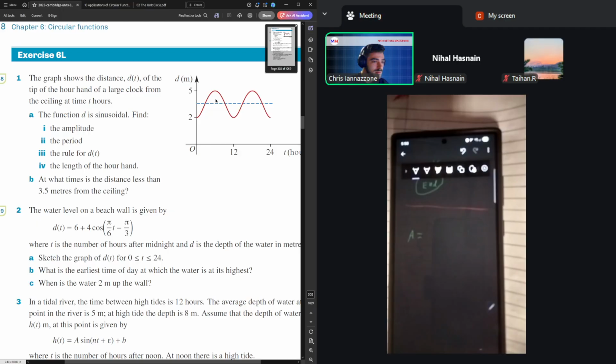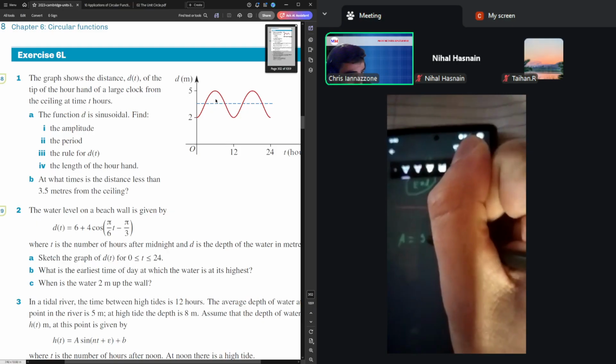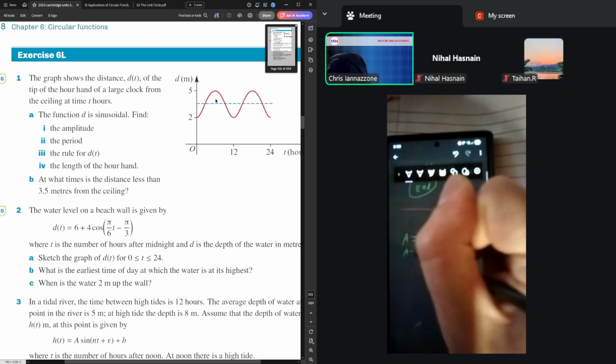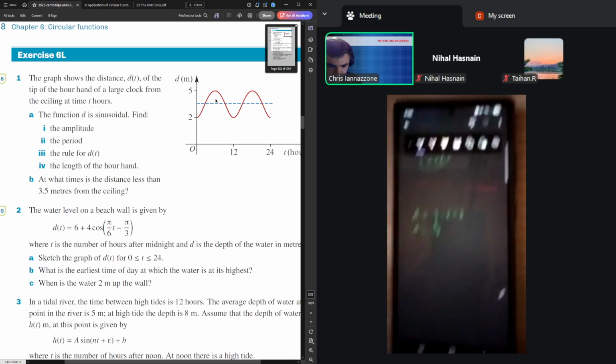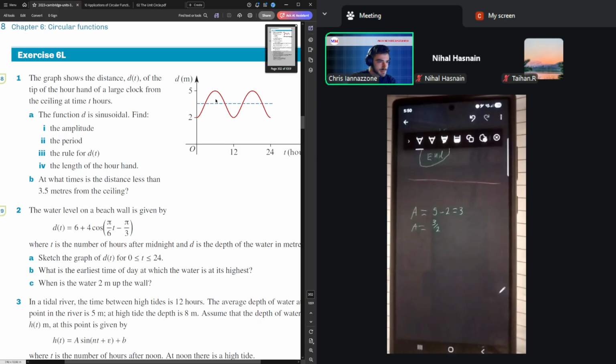Nice. Sweet. Let's do it that way. So you do the 5 minus 2 to get to the 3, and then divide that by 2. That's kind of cool. I never would have done it that way, but it works. Well done. Okay, that gives us amplitude.